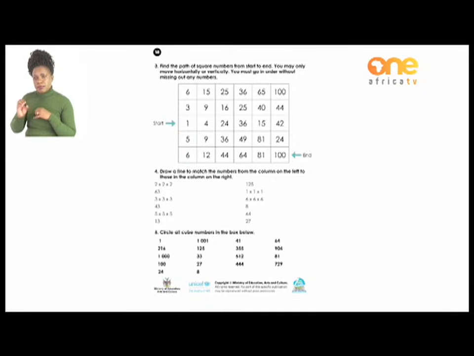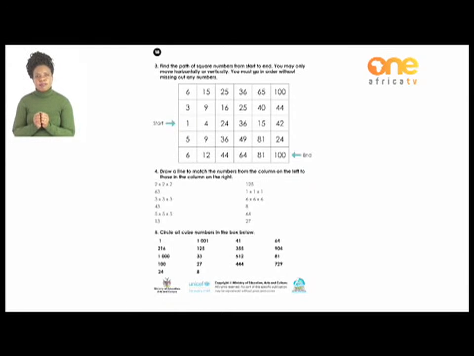Take note of the instruction which says you can only move horizontally or vertically, and the starting point is indicated with an arrow, and the ending point is also indicated with an arrow. You can do that. Number 4, we have to draw a line to match the numbers from the column on the left to those in the column on the right.